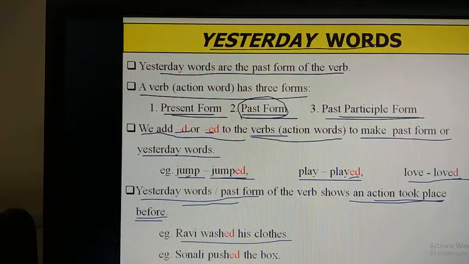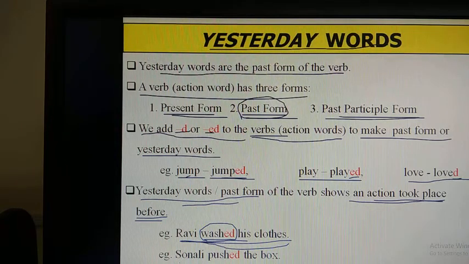See, wash is the verb, ed is added, therefore this is the past form of the verb, and therefore the meaning of this sentence is Ravi washed his clothes, meaning he has already completed the action of washing his clothes. He has finished washing the clothes.